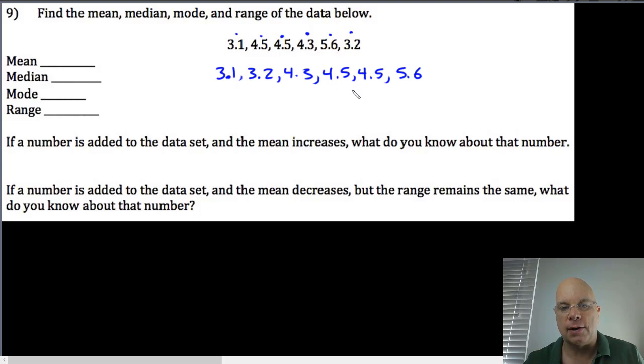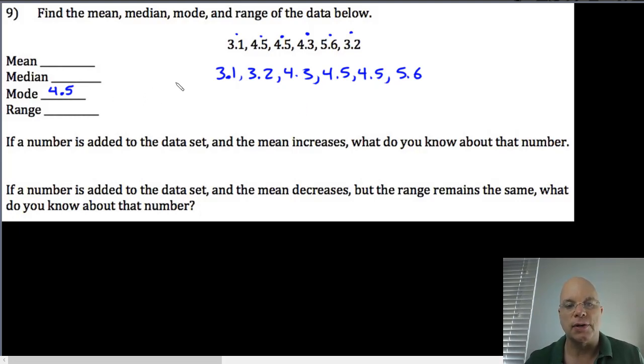The mode jumped right out at us once we ordered them from least to greatest, and that's another reason to do that. The mode is 4.5. You can have more than one mode. We saw that on a previous problem. You could have one mode, that's most likely the case, and you can actually have no modes if none of the numbers occur more often than any of the others.